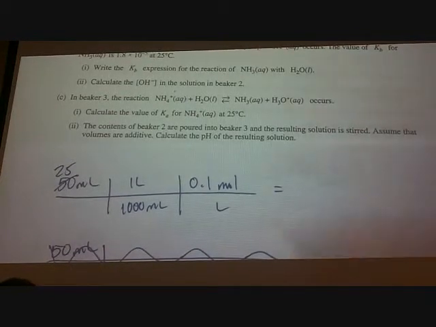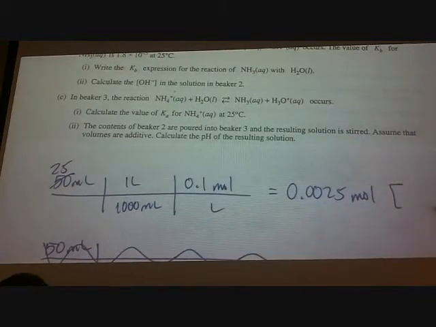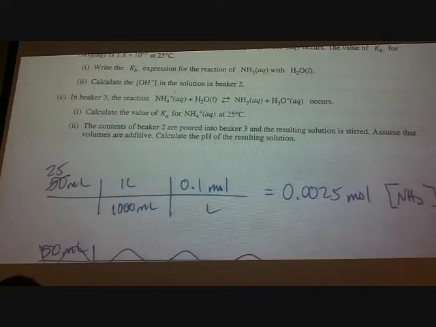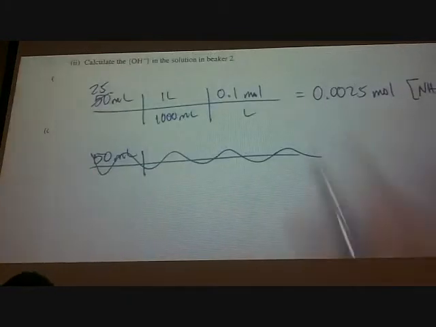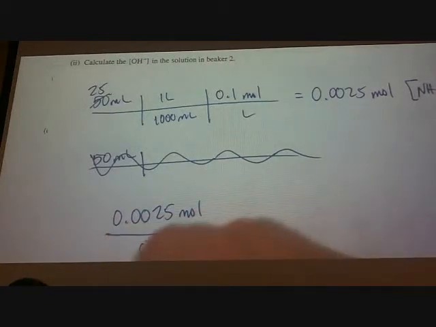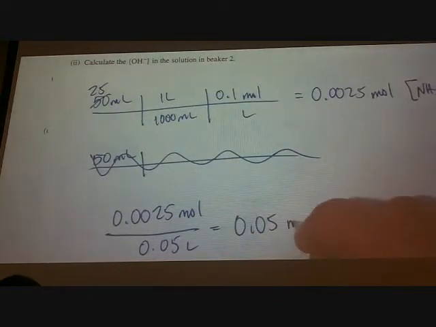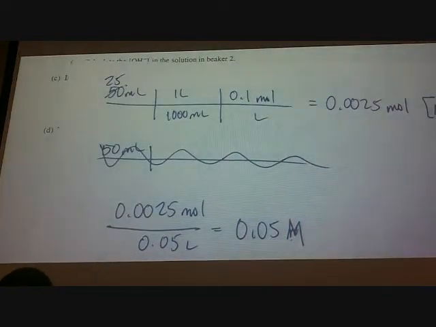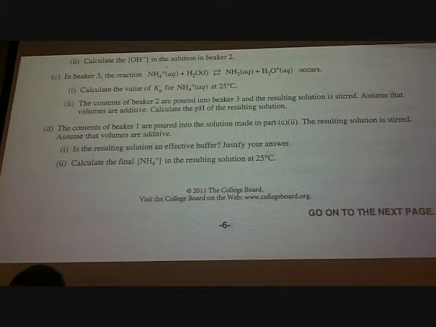Times 0.1, so we've got 0.0025 moles. And that's both for the NH3 and the NH4, correct? Okay. All right, so now we have our new concentrations for these over 50 milliliters, so divided by 0.05. Oh, big M. All right, so now we have our concentration for each of those, which means we get to now do our ICE chart.